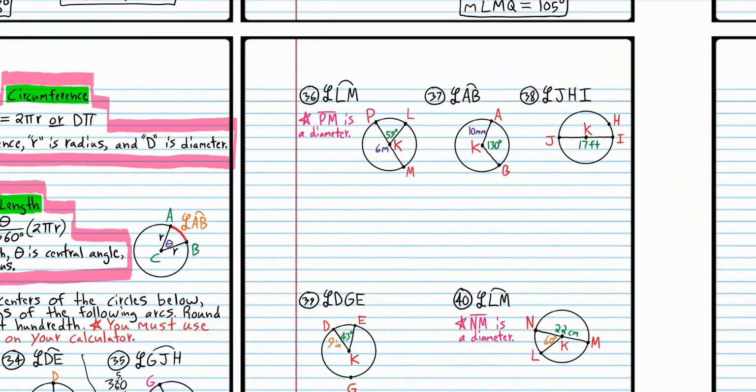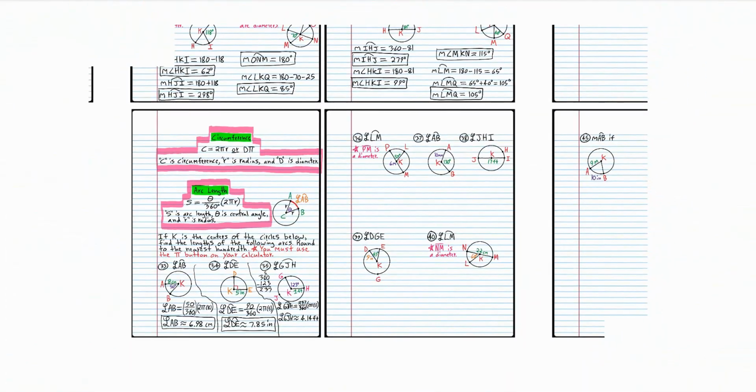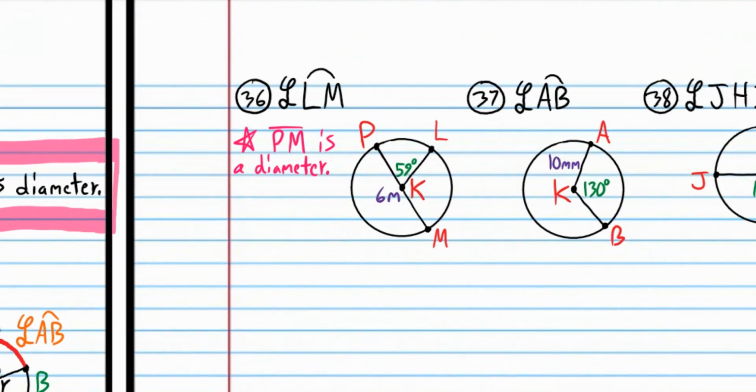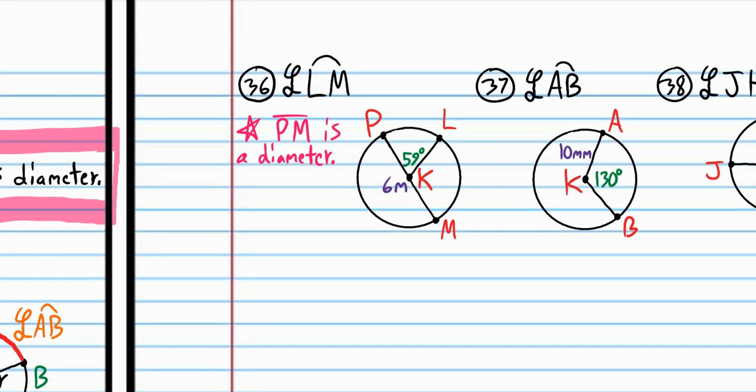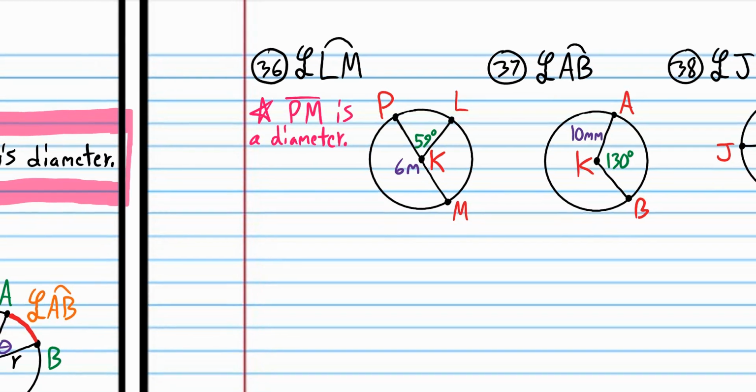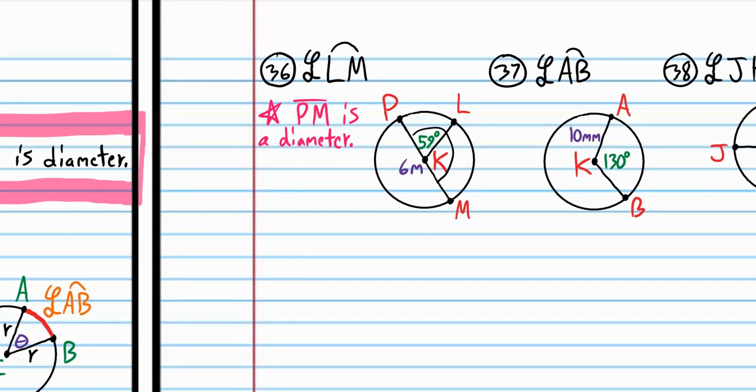Let's try one more of these before you try one on your own. We're looking for the arc length of LM, the length of arc LM. So that's the length of this arc here. Now again, we're not looking for arc measure, we're looking for arc length. So first thing we have to do is find the central angle. Remember, we have to use the central angle to find the arc length. Well, we know this is 180 degrees.